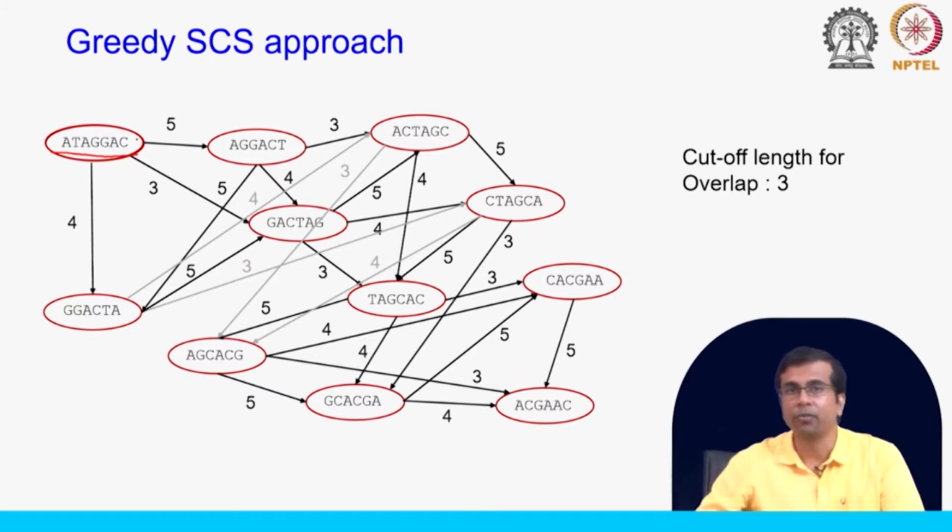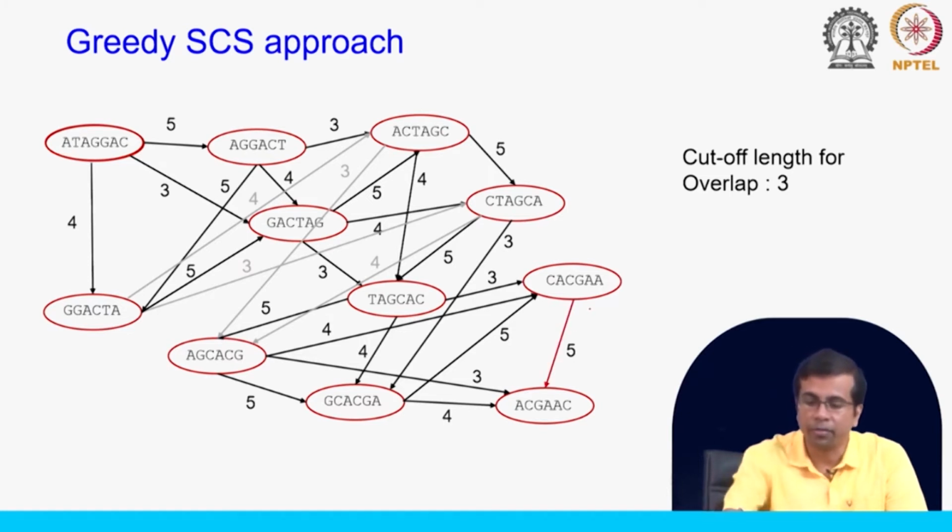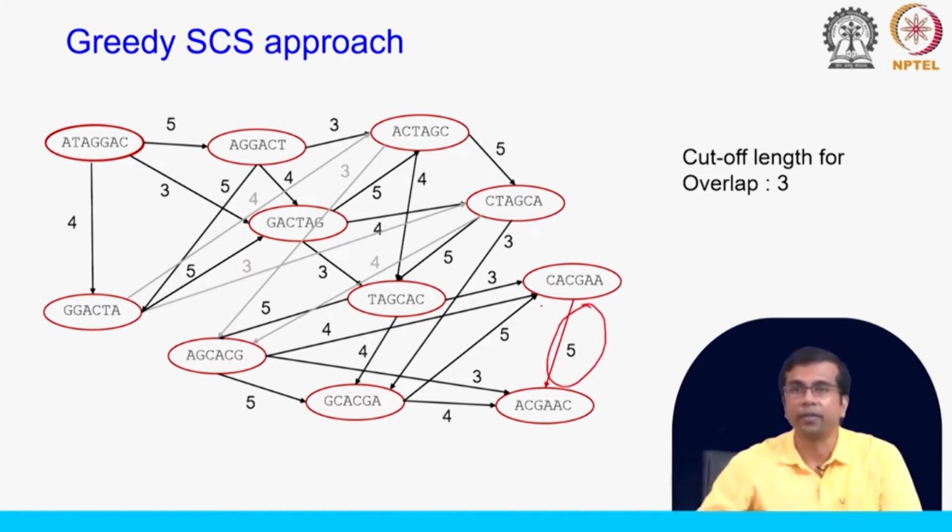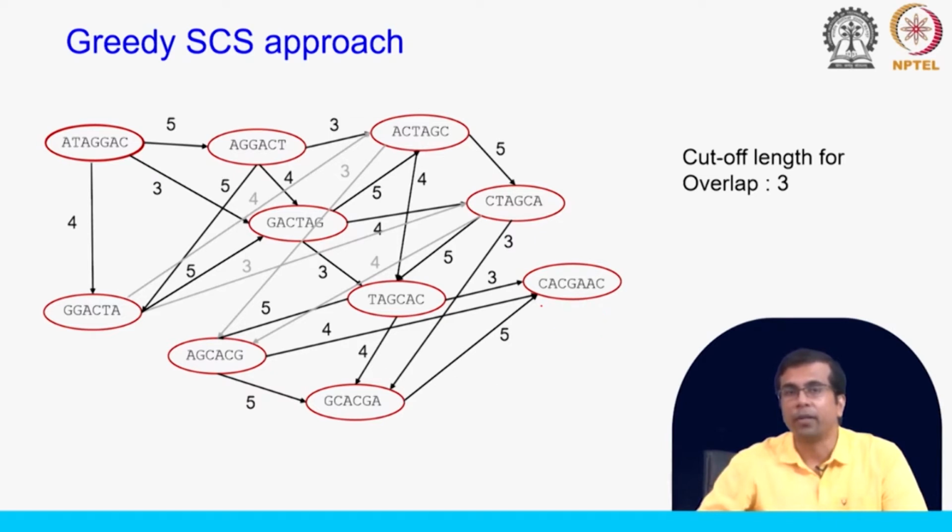And again you can choose anything at random, because it is a greedy approach, it will choose anything random, and maybe it chooses this one. So, here is the 5 base overlap between these two reads. The step is the same: you merge and update the connections.